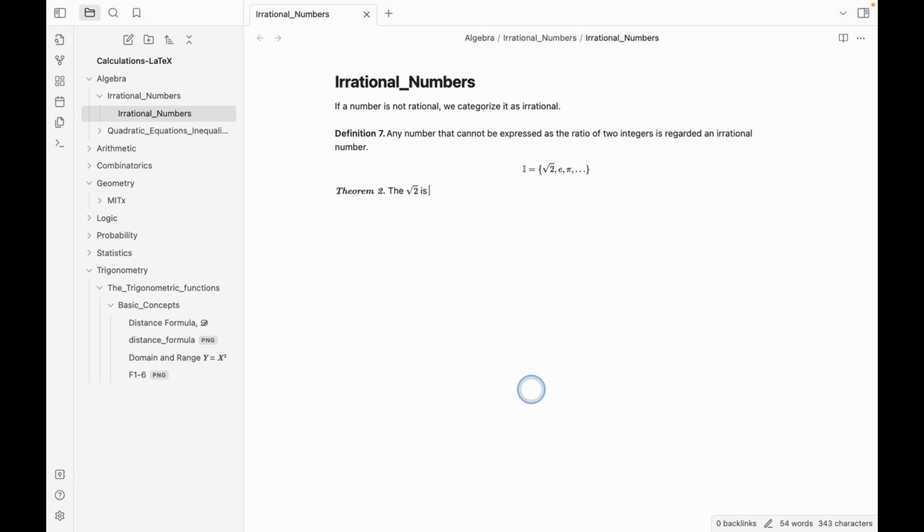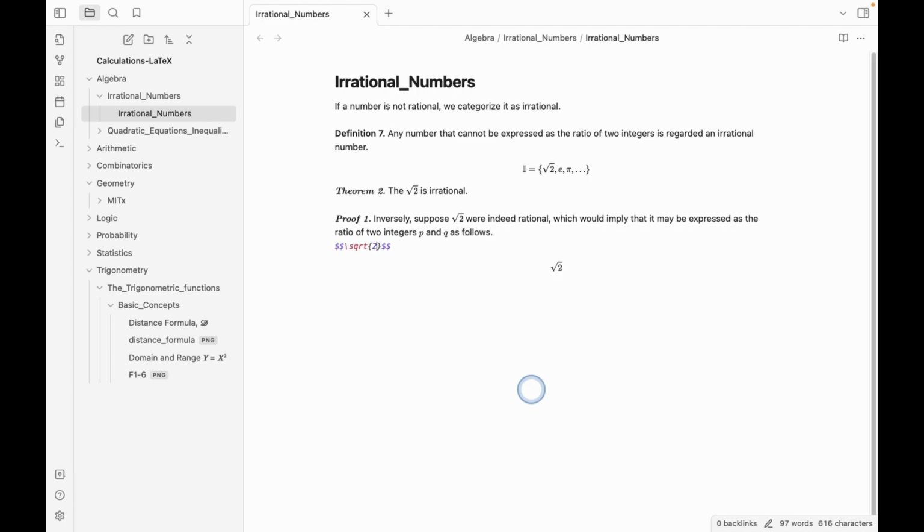Theorem 2. The square root of 2 is irrational. So let's work through a pair of standard proofs regarding this proposition, and we'll use a method called proof by contradiction. So inversely to the proposition, suppose that the square root of 2 were indeed rational, which would imply that it may be expressed as a ratio of two integers, p and q, as follows. So we'll go ahead and set up the equality inside of a LaTeX environment.